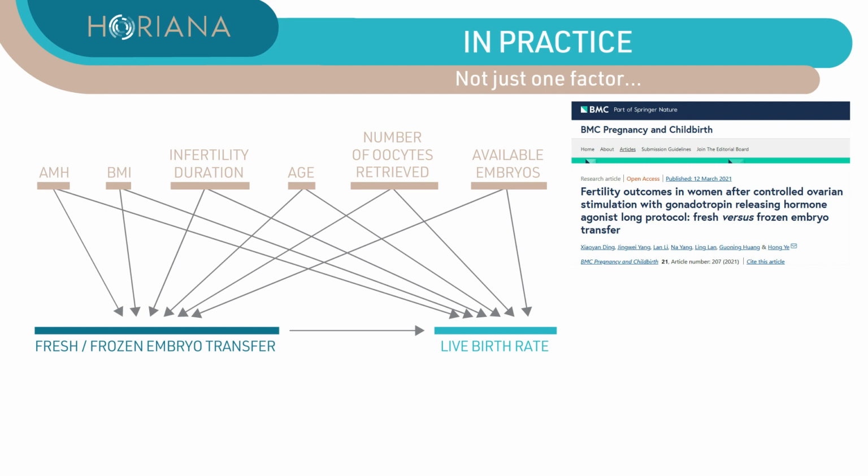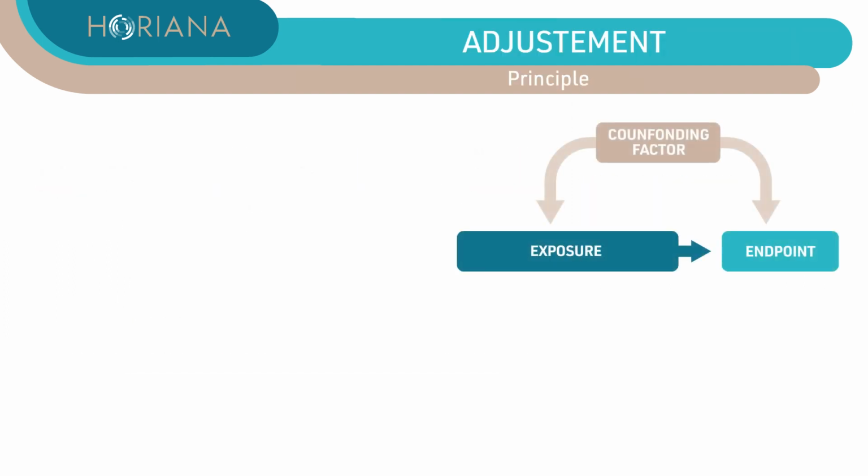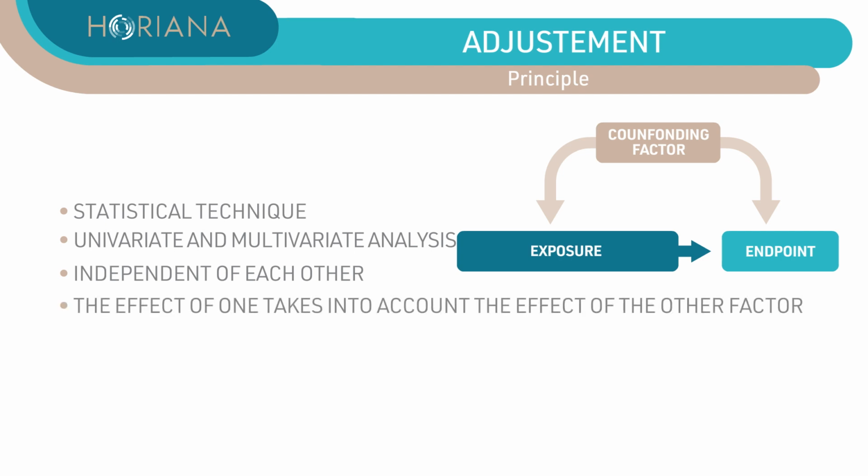In this case, it is possible to use multivariable regression to take into account all the potential confounding factors identified. Adjustment is a statistical technique which allows one or more variables to be taken into account. Thus, the effect of each variable is estimated independently of the others. The effect of one takes into account the effect of the other factors. This is called an adjusted measure of association. The link between the confounding factor and the exposure has been broken.